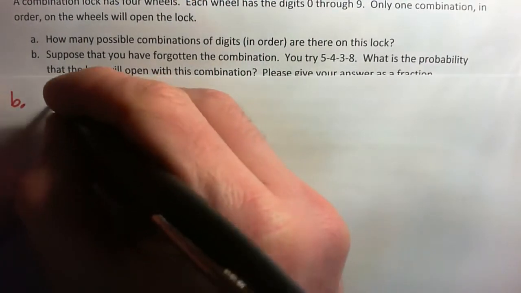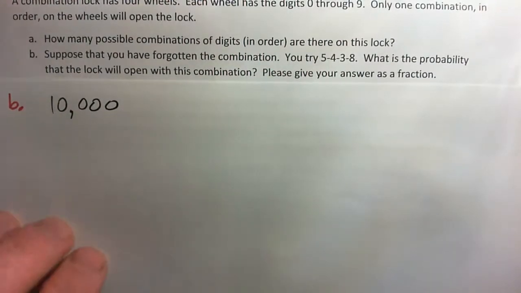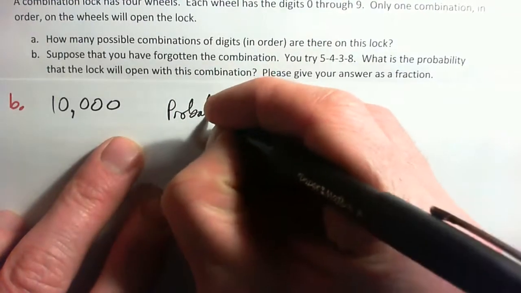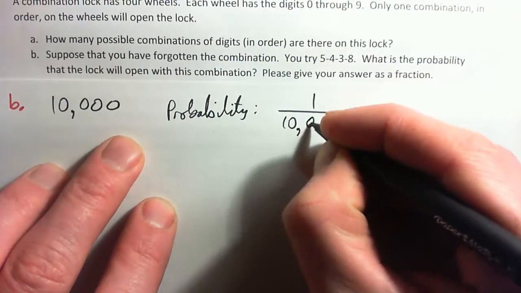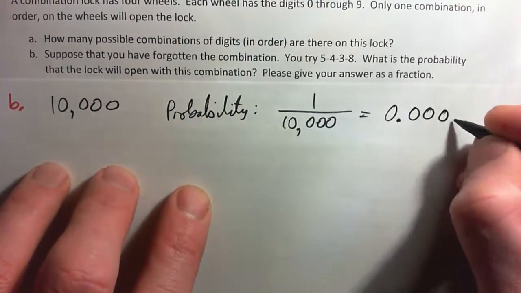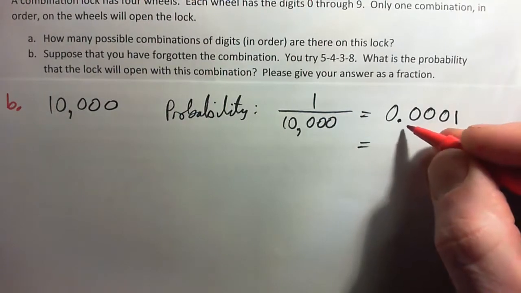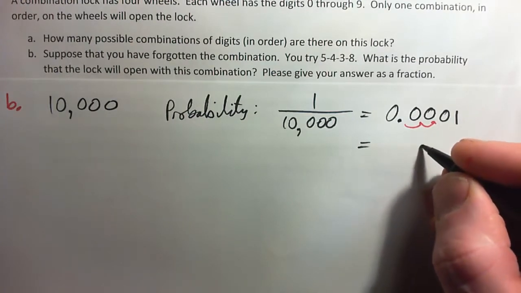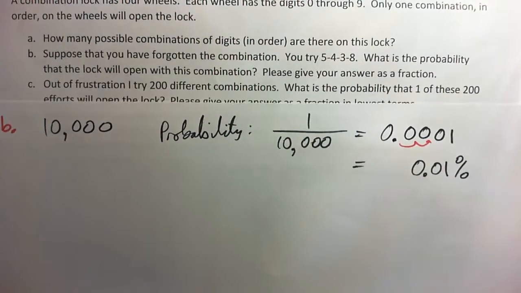So there are 10,000 different ways to arrange the four wheels. Agreed? This is only one out of 10,000. So the answer is the probability is one out of 10,000. What's that as a decimal? 0.0001. Okay? What's that as a percentage? 0.01%, right? Part C.